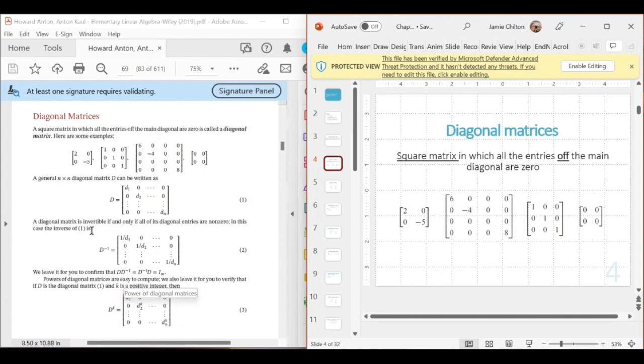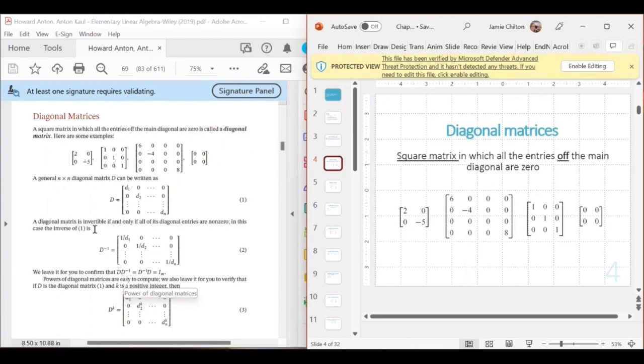Here, what does this second statement say? This is going to be very important. We're going to practice reading. What does it say? A diagonal matrix is invertible if and only if all of its diagonal entries are non-zero. In this case, the inverse of 1 is. Yeah, so this is a very key statement.